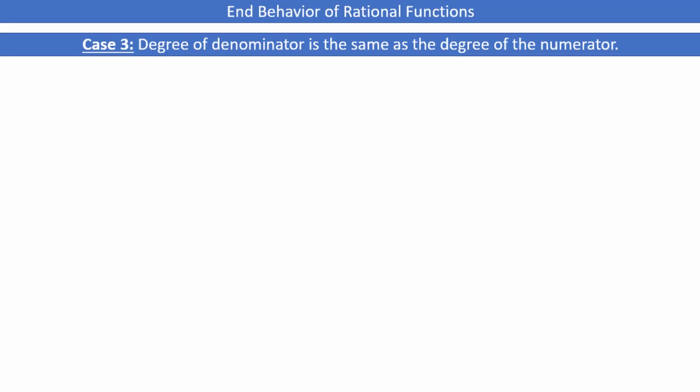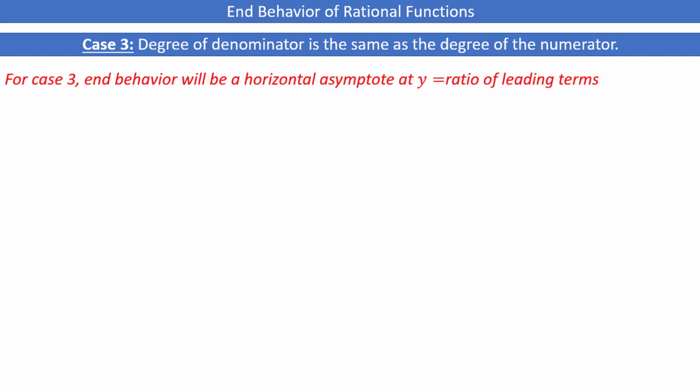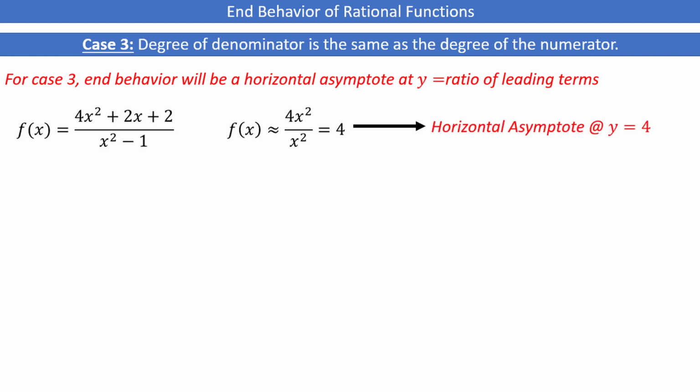Case 3 is when the degree of the denominator is the same as the degree of the numerator. In this situation, you will have a horizontal asymptote at y equals the ratio of the leading terms. For example, consider the rational function f of x is equal to 4x squared plus 2x plus 2 divided by x squared minus 1. The degree of both the numerator and denominator is 2, which tells us that we match case number 3. The ratio of the leading terms is 4x squared divided by x squared, which is just 4. Therefore, there will be a horizontal asymptote at y is equal to 4.